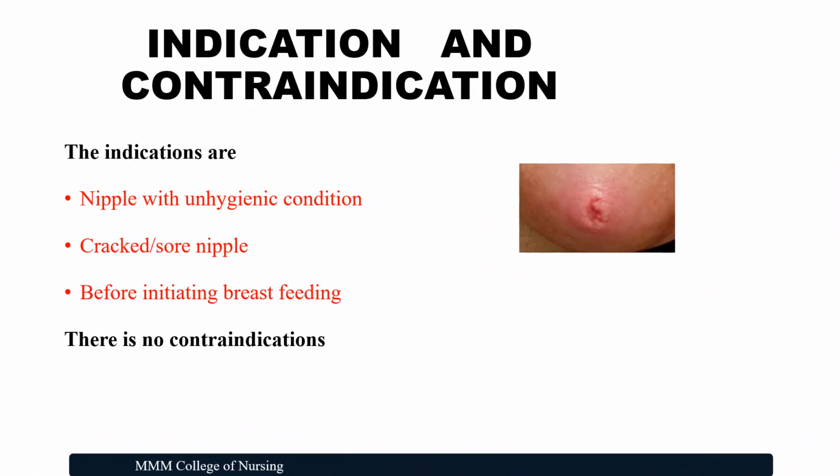What are the indications and contraindication of breast care? The indications of the breast care are nipple with unhygienic condition. Some mothers are not cleaning the breast during the pregnancy and lactation. So, in the mother with the unhygienic condition and crack or sore nipple before initiating breastfeeding, it is very important, otherwise the baby will get some type of infection. There is no contraindication for breast care.